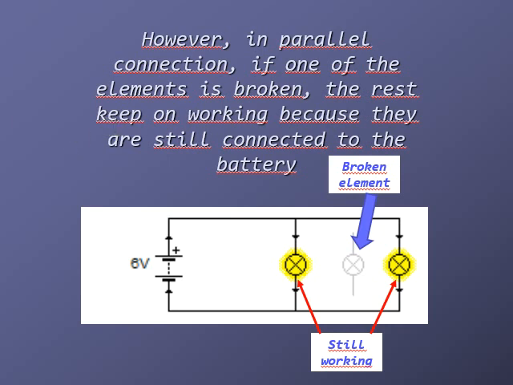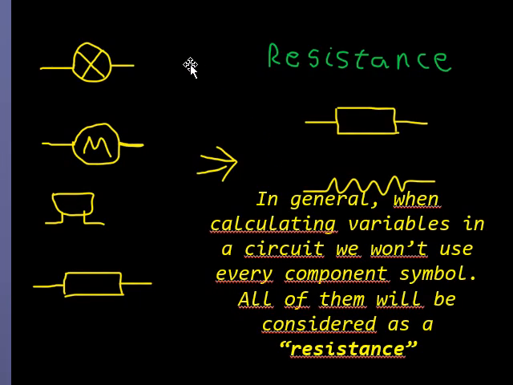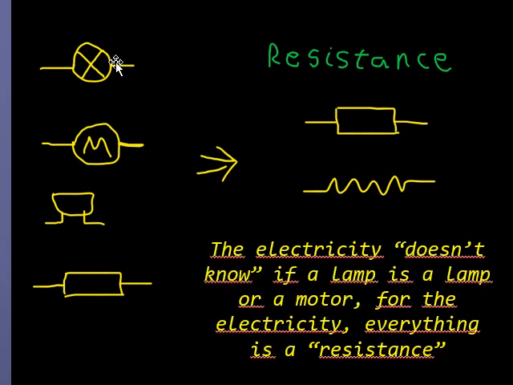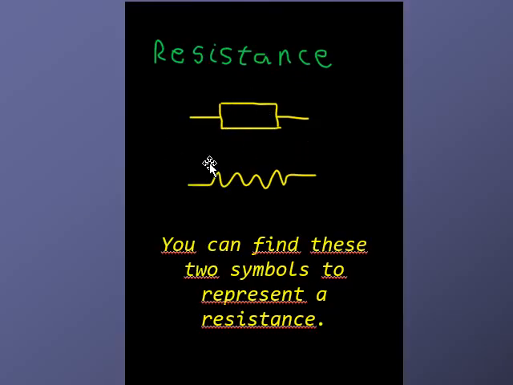Okay, for calculation, from now, we won't work with symbols anymore. Even if we work with lamps, motor, buzzer, or whatever, to calculate values like the current or voltage, we will always use the symbol of resistance. Why? Because for the electricity, it doesn't matter whatever we have connected. For the electricity, everything is just a resistance. It's an opposition to the current flow. So that's the reason why from now we will use these two symbols just for calculation instead of using the symbols of load devices.